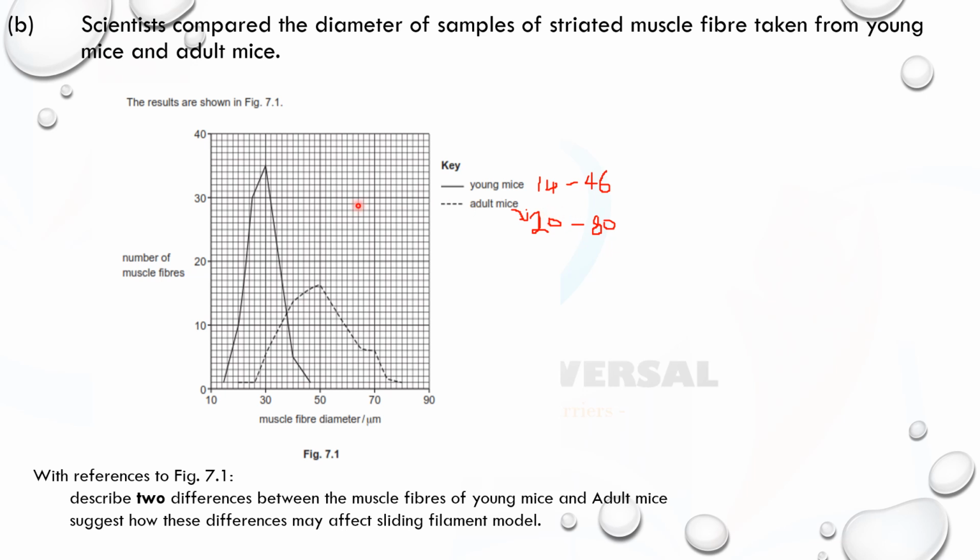Okay, another difference here is that if you look at it, you see that most of these young males, you look at the middle, we have more of them. The number of fibers here is about 35. That's the highest number of fibers for young males. For adult males, the highest number is about 15. So it's about 35 versus 15.